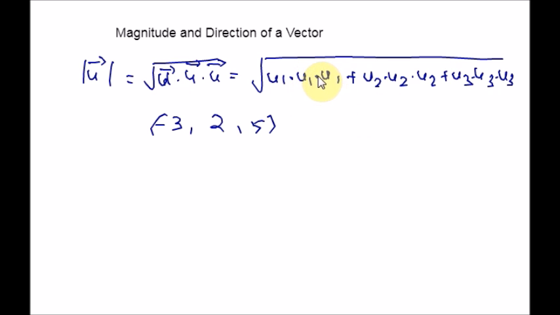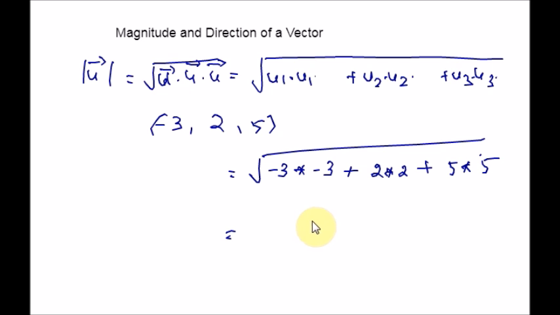Okay. Here, scalar product. So u1 times u1, plus u2 times u2, plus u3 times u3. So let's plug in the values. Minus 3, 2 and 5. 9 plus 4 plus 25. So square root of 38. Hope you got an idea on the magnitude of a vector.